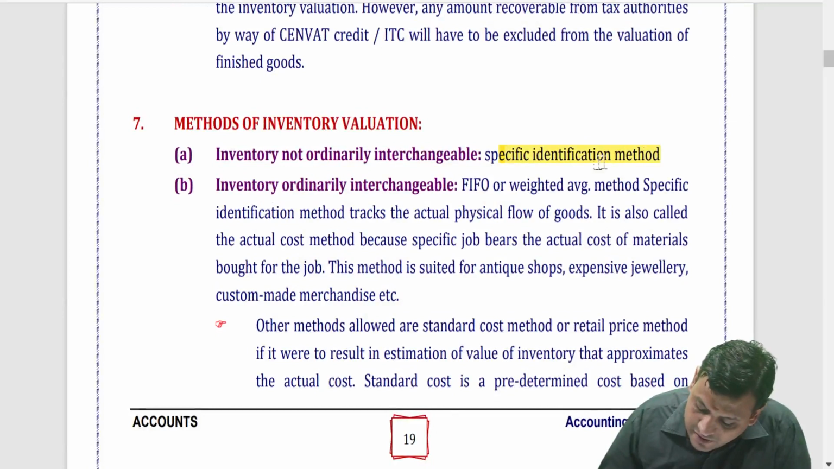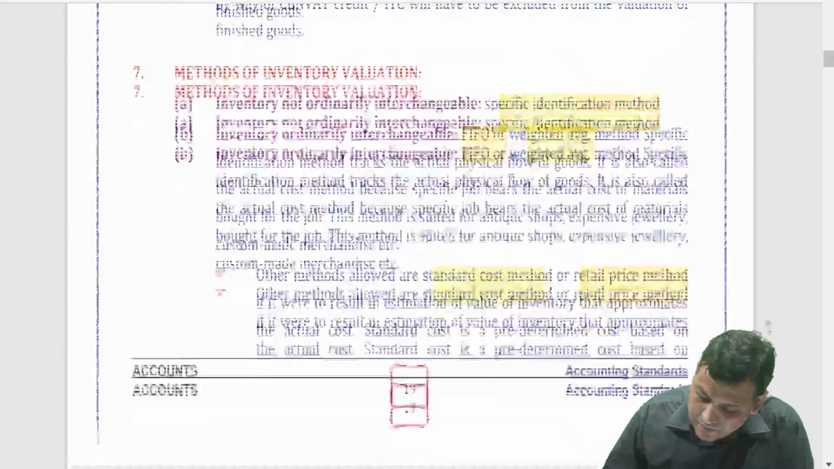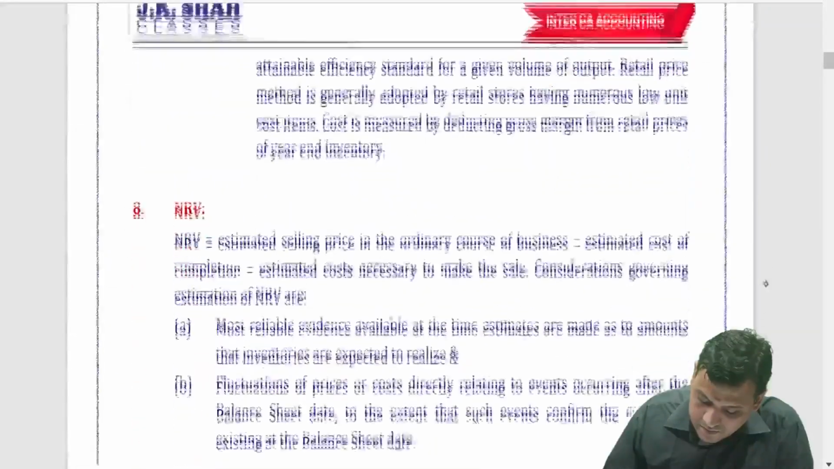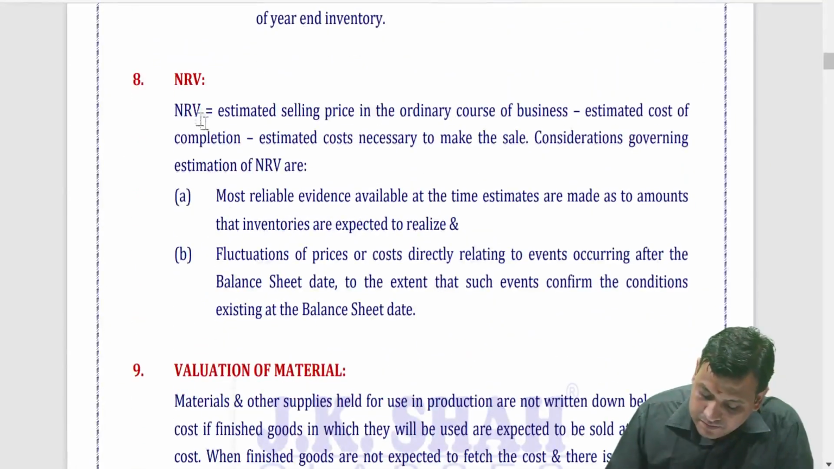The methods: specific identification, first in first out, weighted average. Other methods are standard cost and retail price method. Yeah, this is how NRV is to be found out.